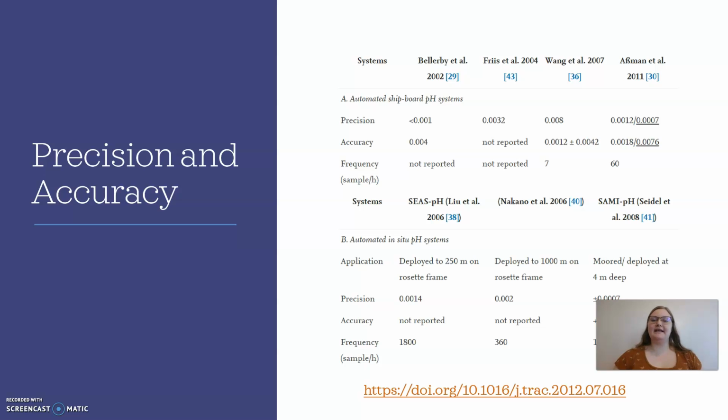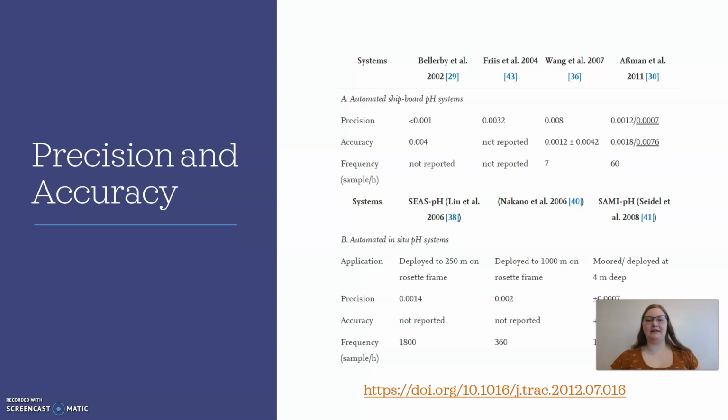And so here is a graph, here's a table that we can see with all of the different systems that people presented data with. So for group A, in the top here, it's automated shipboard pH systems. So it is automated, but it has a person aboard the ship. So it's not completely autonomous like we would prefer. So you can see here precision. The first one and the last one are the precision we want. The middle two are not.